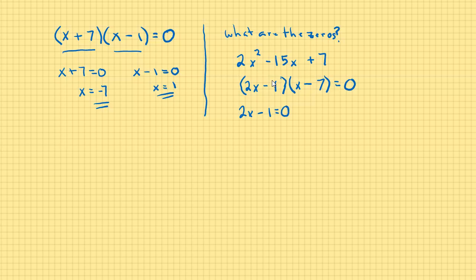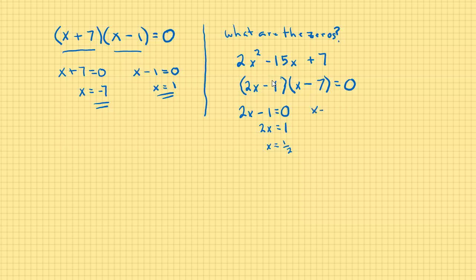And this factor is going to equal 0 when you solve for x. It's going to be the value you get when you solve for x. So I'm going to add 1 to both sides. I'm going to divide both sides by 2. So x equals 1/2 is one of the zeros.